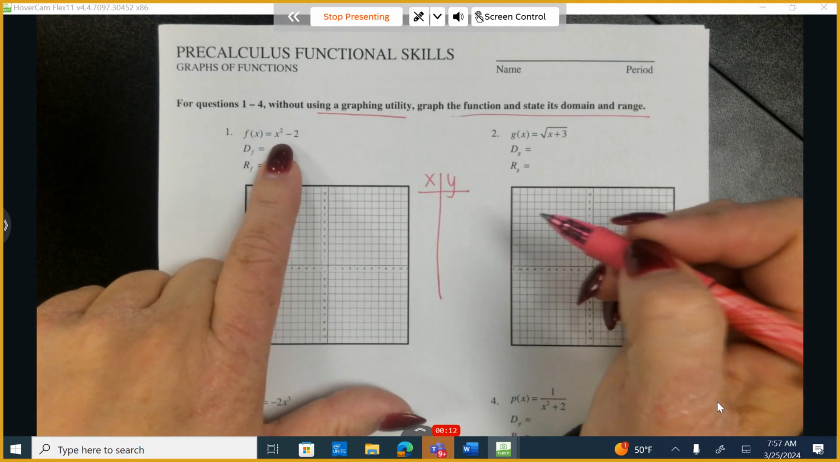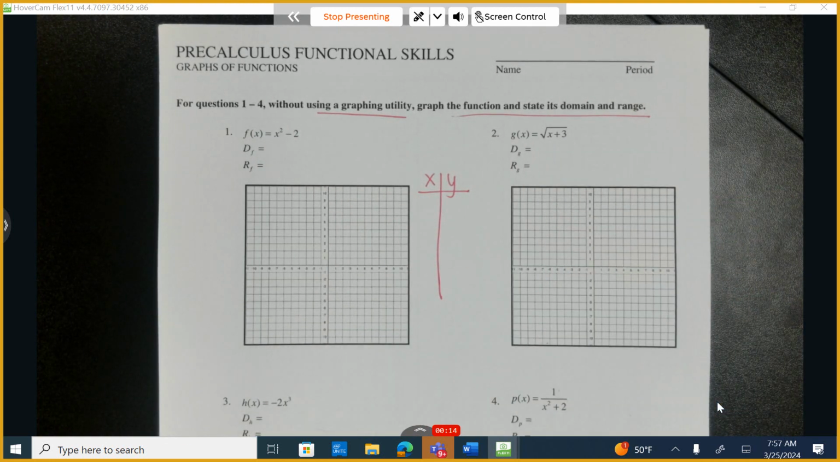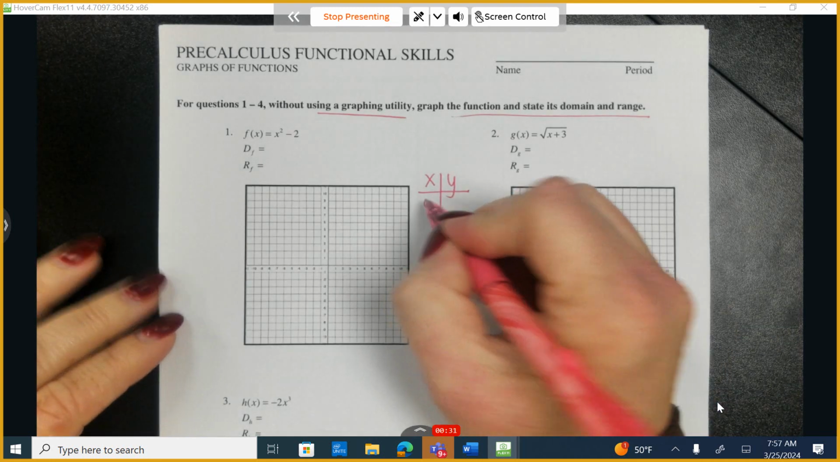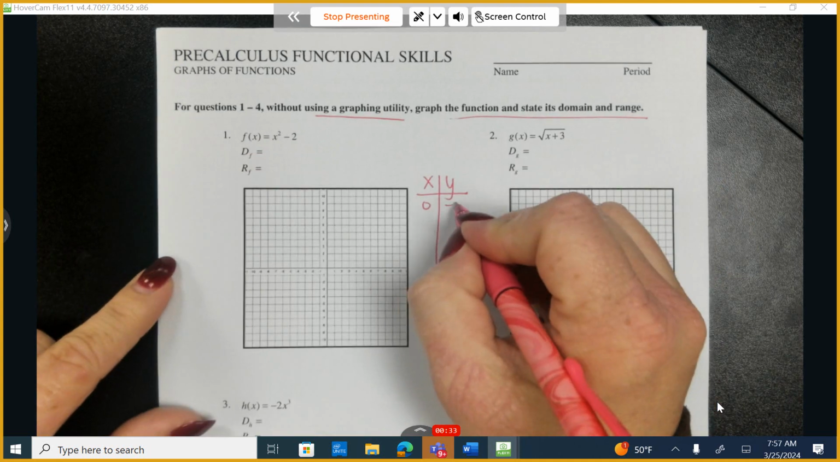All right, so let's think about what we can plug in here and if there's any restrictions. Knowing that it is an x squared, we know that whether it's a positive or whether it's a negative value that is inputted in for x, will receive the exact same output. So let's start with 0. So let's plug in 0. We know 0 squared is 0 and 0 minus 2 is negative 2.